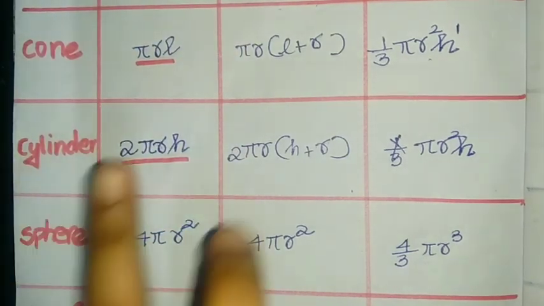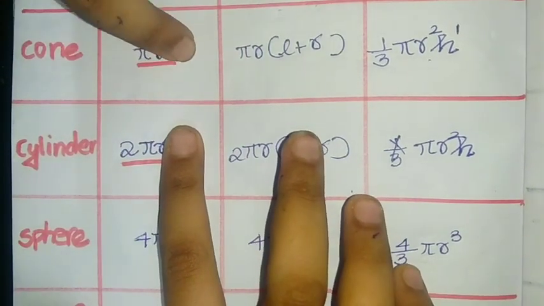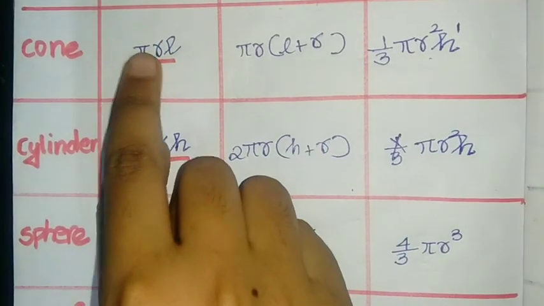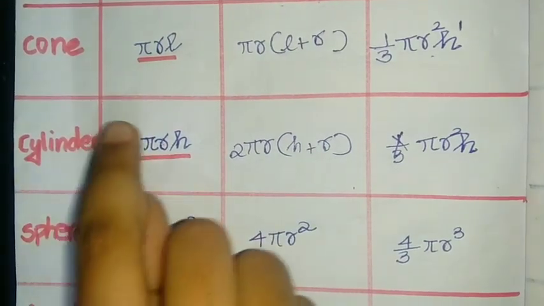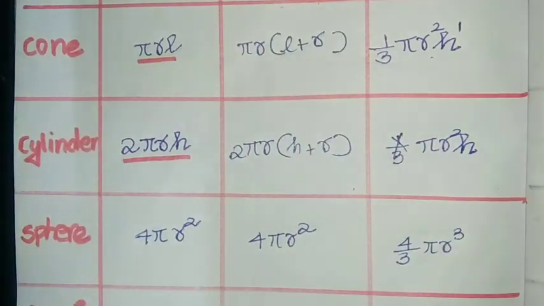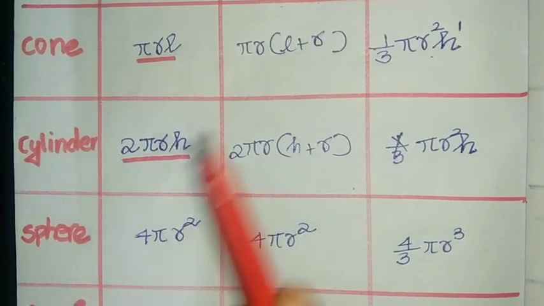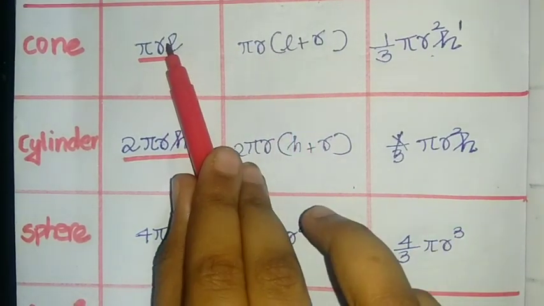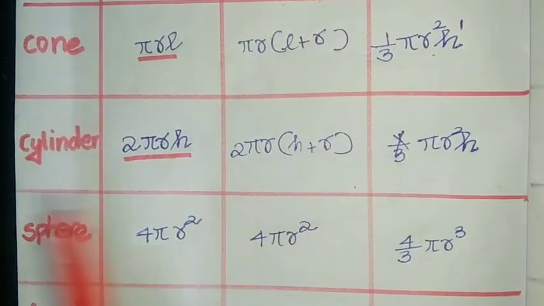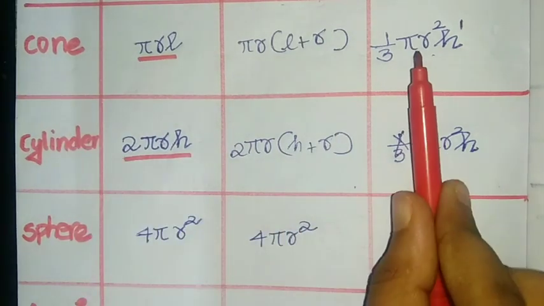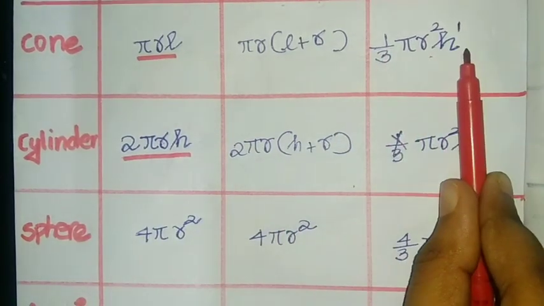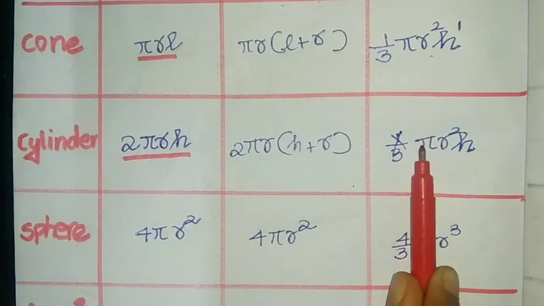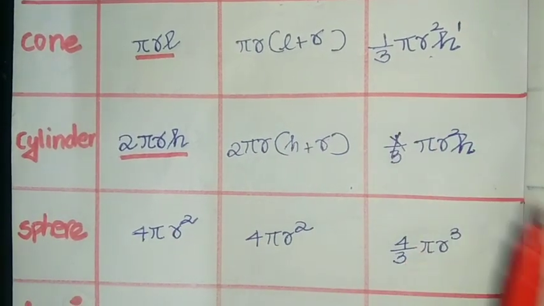Next, once you are done with this, learning the TSA of cone and cylinder is very simple. Remove this H and this L. This pi r, 2 pi r, you just write it outside the brackets. Once that is done, I will write this L with R, H with R. That's it. Next, when we discuss volume, the volume of cone is 1 by 3 pi r square h and cylinder is just pi r square h. Pi r square is the same.